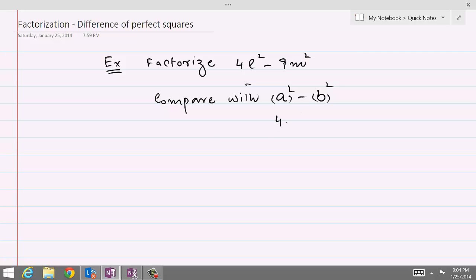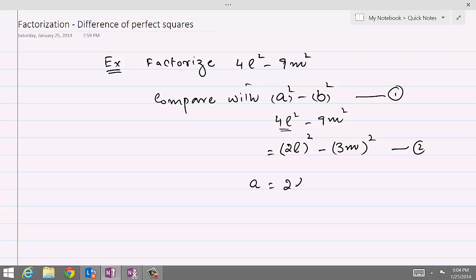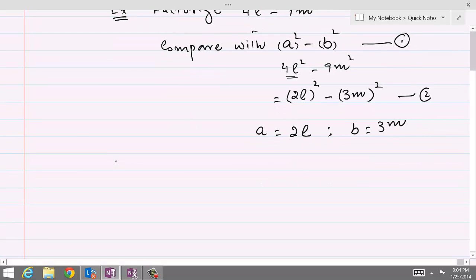So when we write 4l square minus 9m square, we want to see if 4l square can be written as a perfect square. And yes, it can be written as the perfect square of 2l. So we put a bracket and then square, minus 3m and then square. In fact, we are trying to identify what is a and what is b. If you make a comparison with 1 and 2, it is clear that a is equal to 2l and b is equal to 3m.